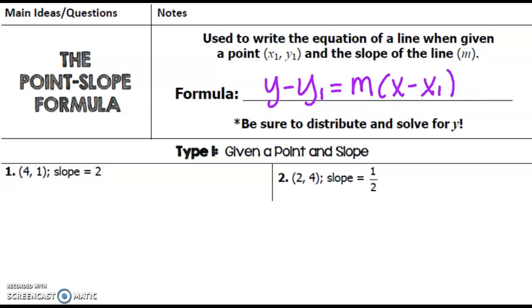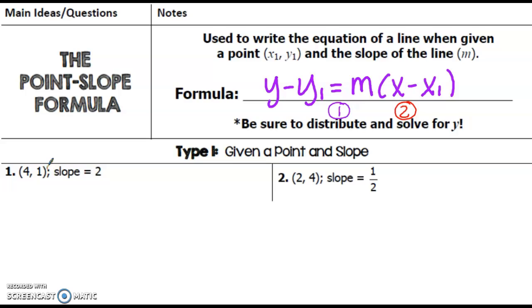So actually I want you guys to number these. First you distribute, then you solve for y. So step 1 and step 2 is to distribute and solve for y. So let's look at number 1.